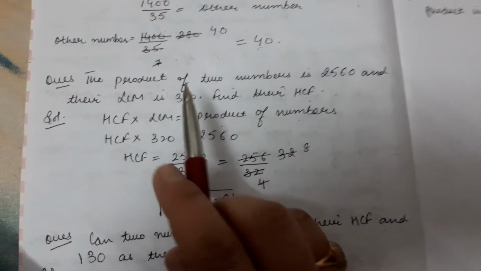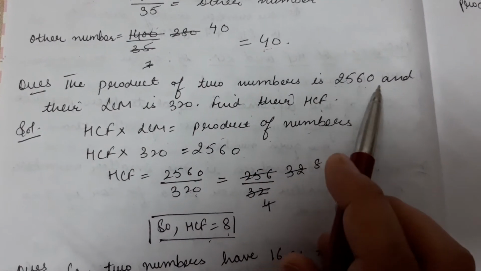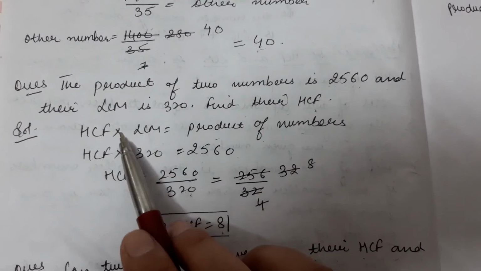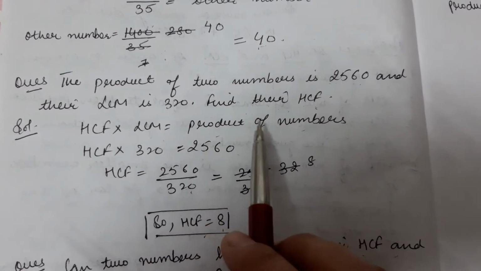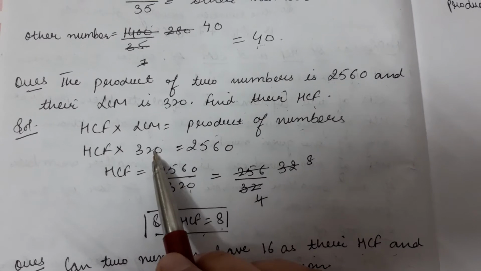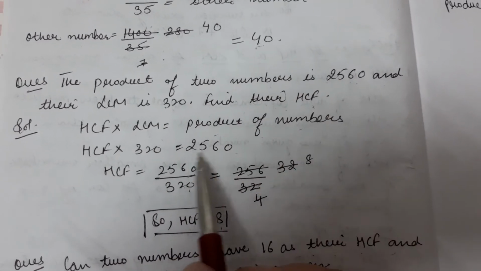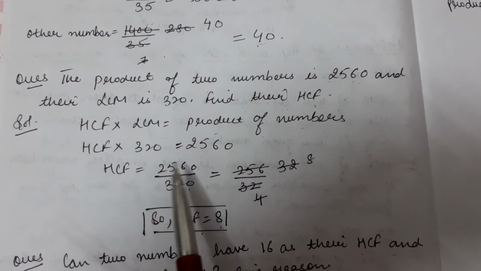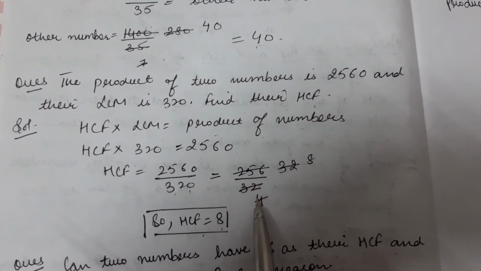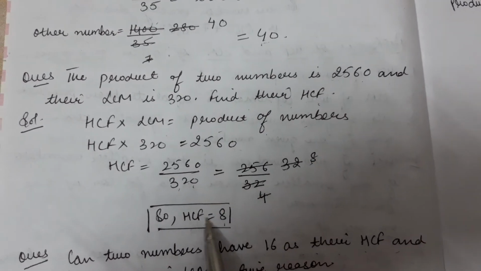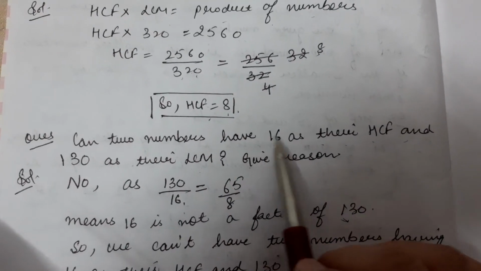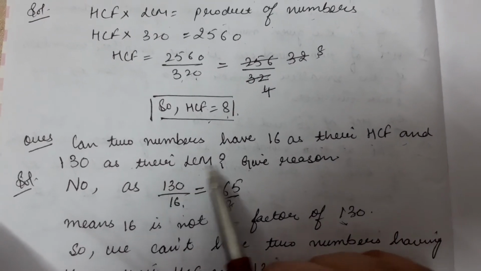Next question is, the product of two numbers is 2560 and their LCM is 320. Find their HCF. Now we know HCF into LCM is equal to the product of numbers. HCF we want to find, LCM is 320 and product of the numbers is 2560. So HCF is 2560 divided by 320, or in the simplest form I get 8. So HCF is 8.